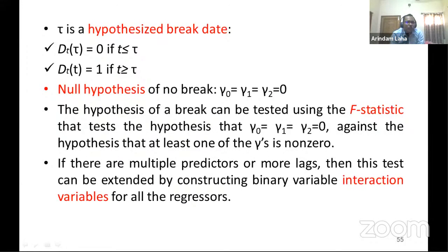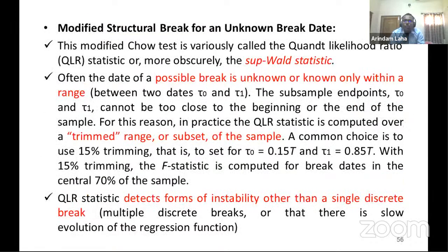Now this is all about your Chow test, when the structural break is known to you, when the exact break date is known to you. But if it is unknown to you, then you have to use the modified Chow test. As I told you earlier, it has also some alternative names like the QLR statistic or the Quandt likelihood ratio statistic. So you have to use this particular method.